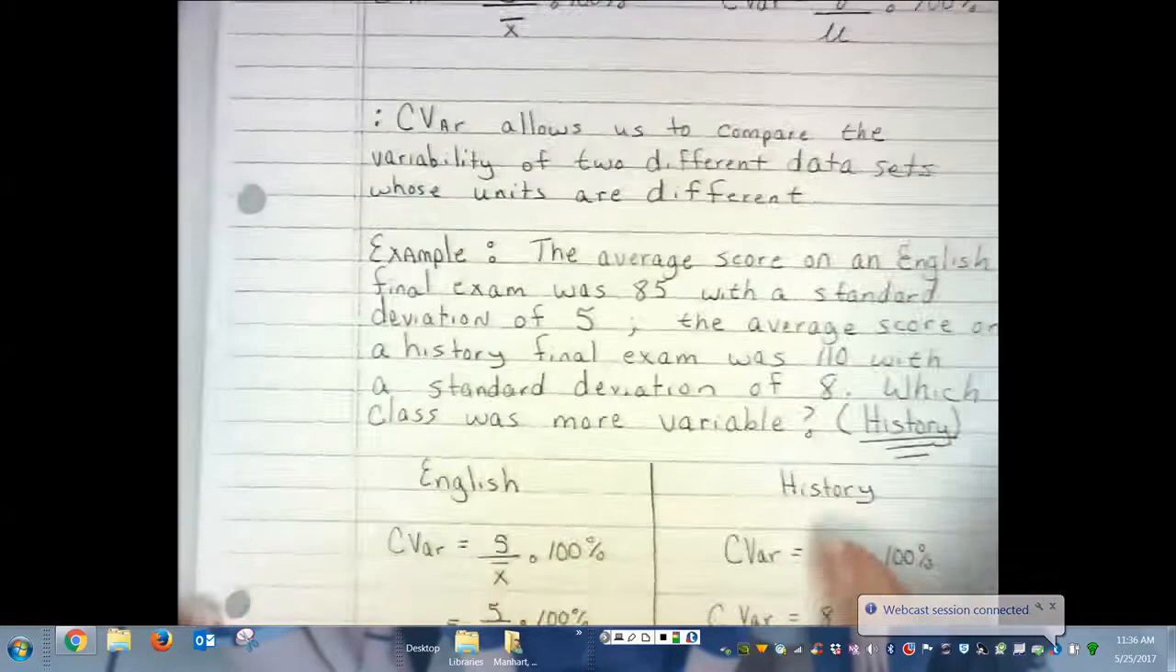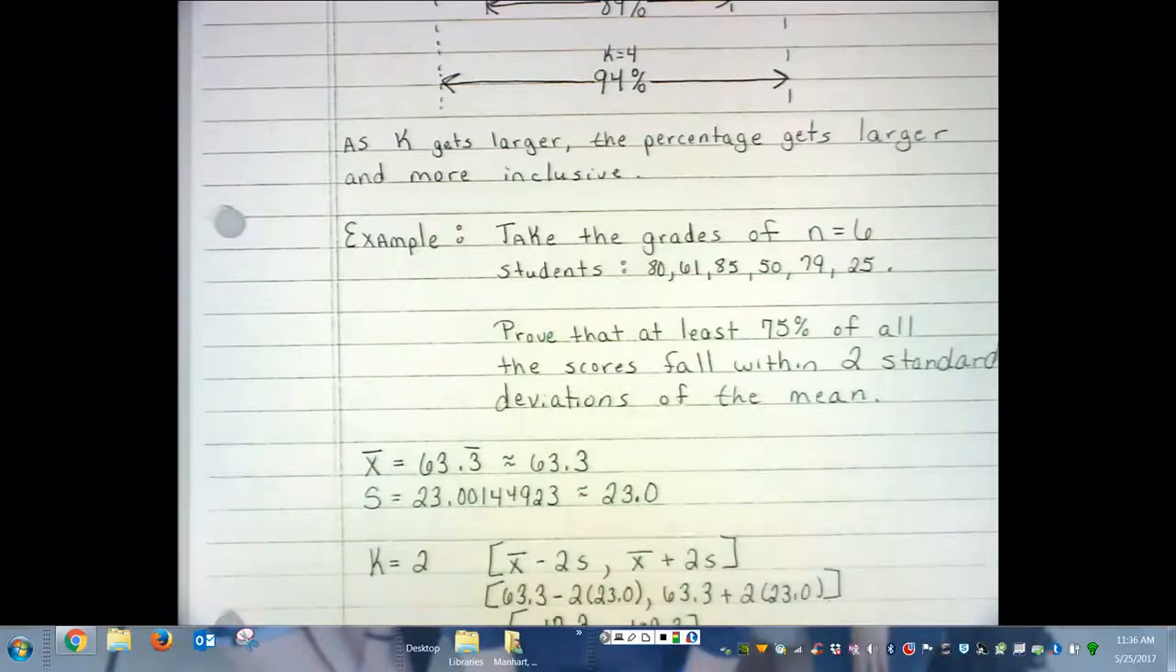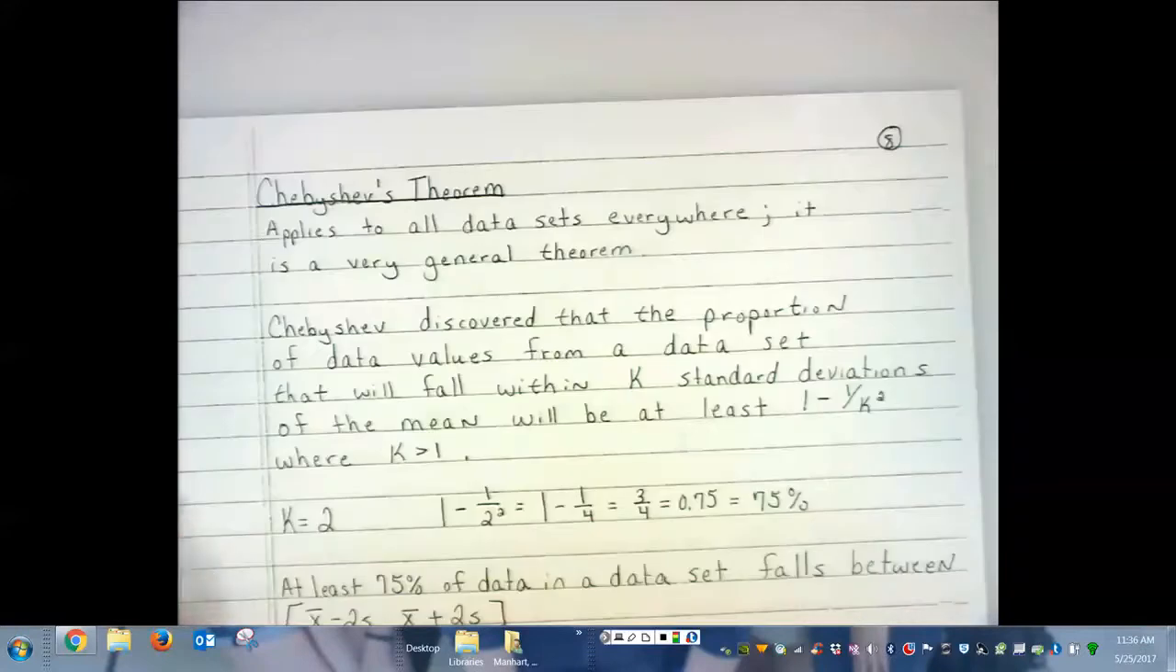That's the standard question, by the way, for coefficient of variation. It's not much more complicated than that. The next topic is Chebyshev's theorem. It applies to any data set that you can imagine. It's a very general theorem.